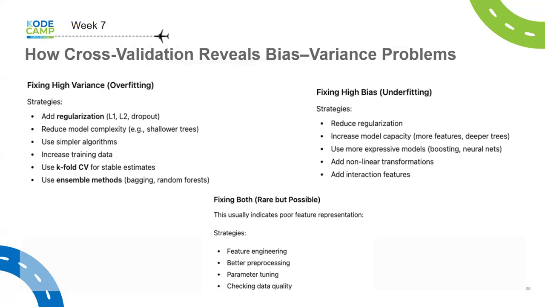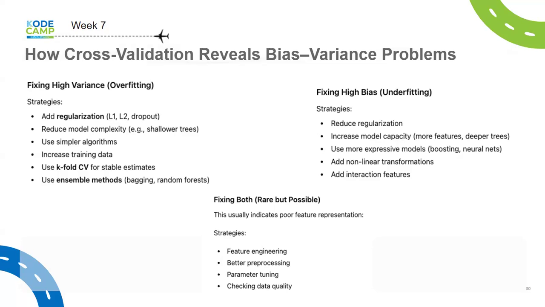Use more expressive models, models that have more capacity, like boosting, XGBoost, neural networks. Add nonlinear transformation, like I said, if it is a linear model, and add interaction features. Interaction features are basically new features that you create by combining other features.